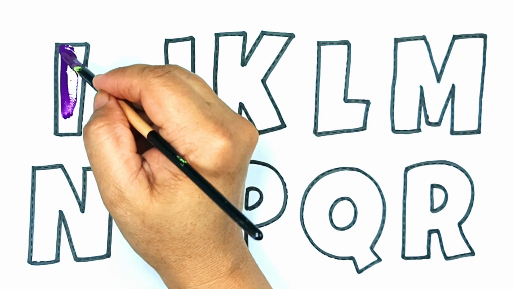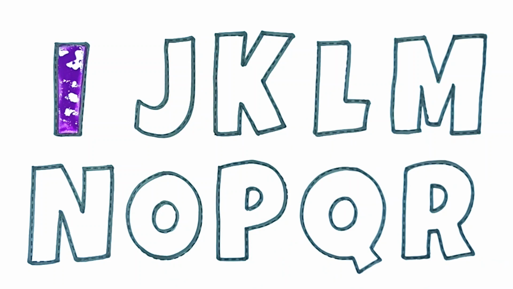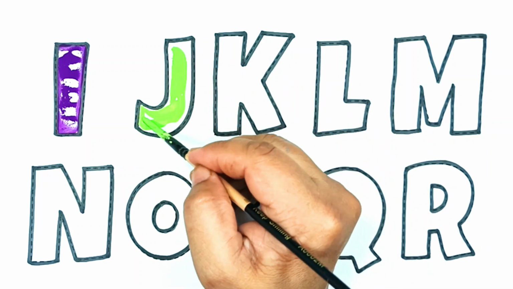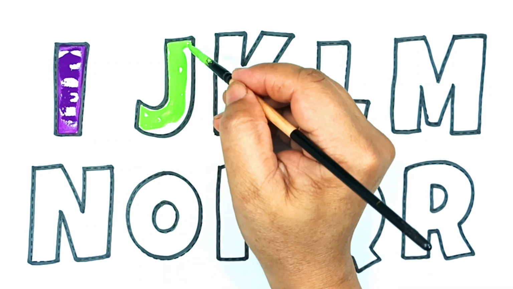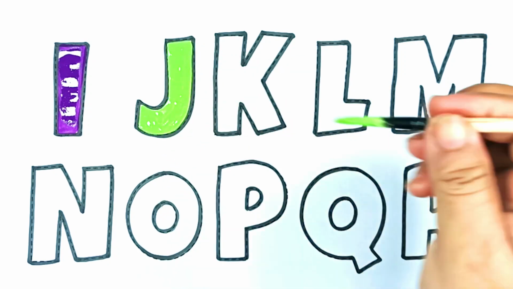I for Indian, I for igloo. I is for island, surrounded by sea. J for jam, J for juice. J is for jam, you eat with your tea.